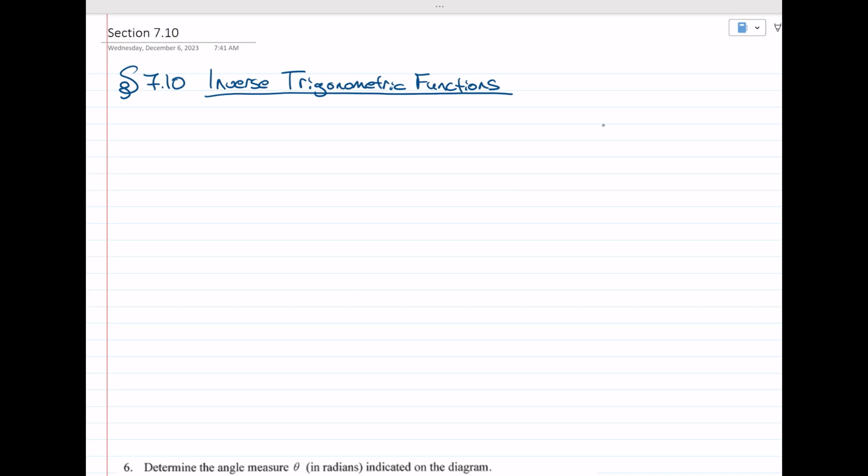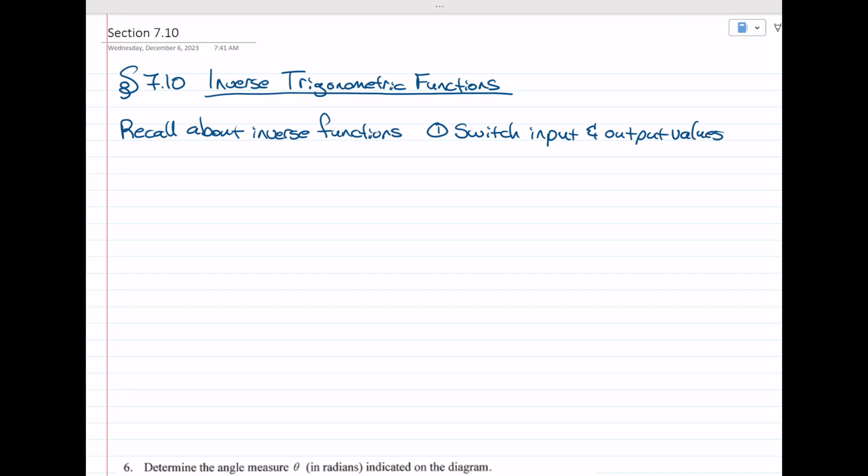So a couple things just to recall about inverse functions. One is that we switch the input and output values. Another is that they cancel each other out.